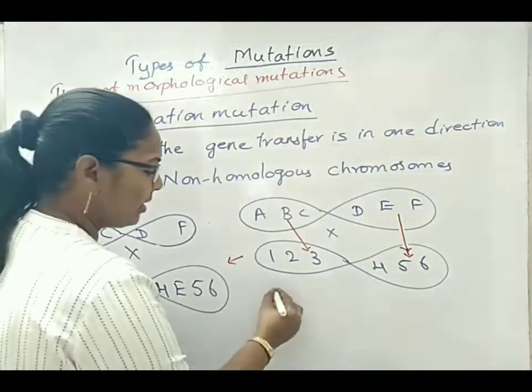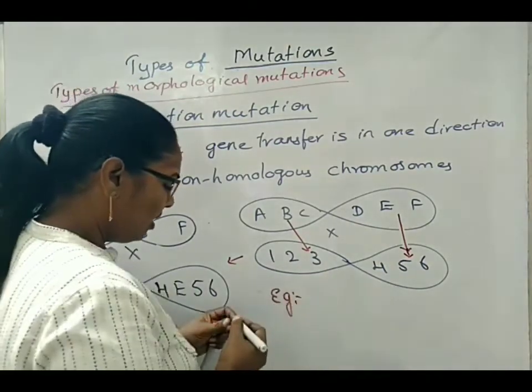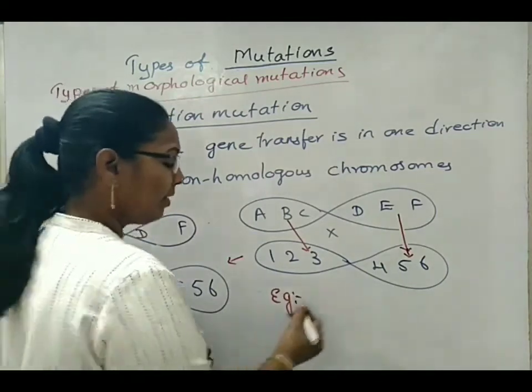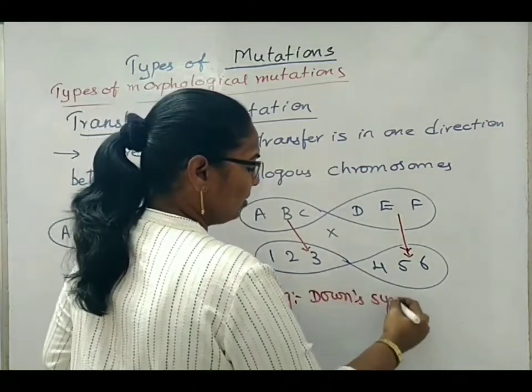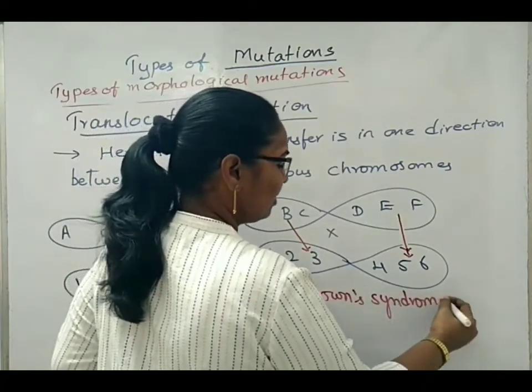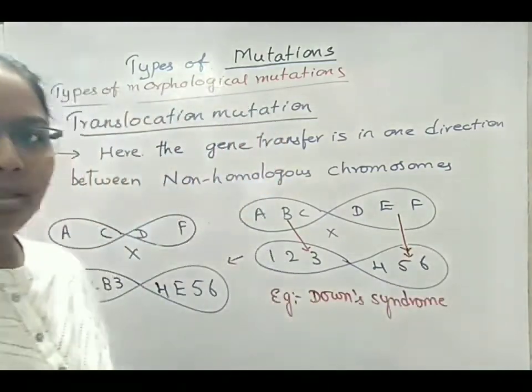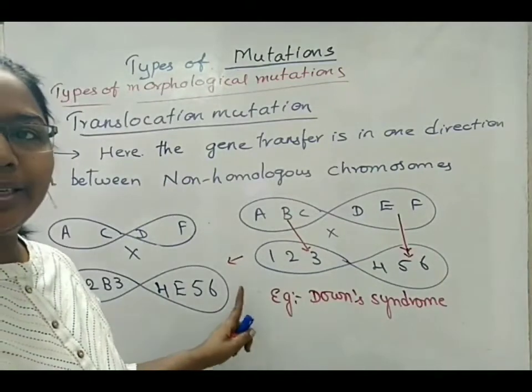Now, what example can we take here to learn about this type of mutation? We can take Down's syndrome. Down's syndrome example is in the NCERT textbook, so we should learn about this one in detail.